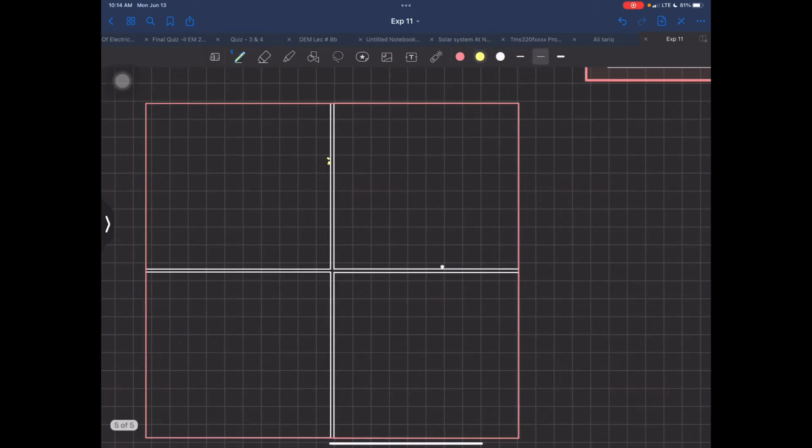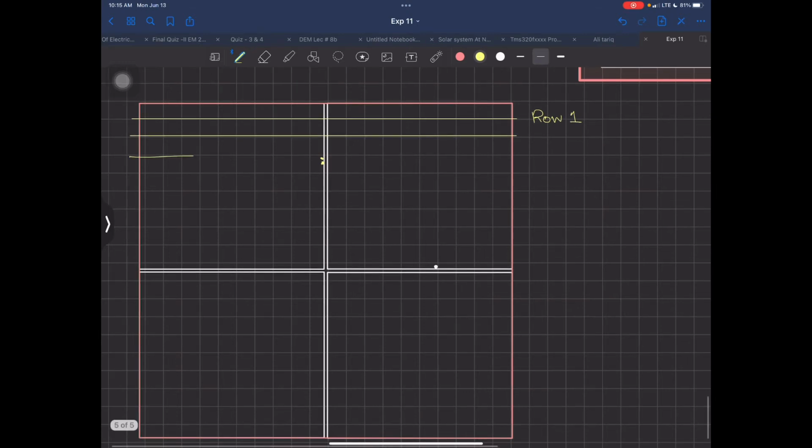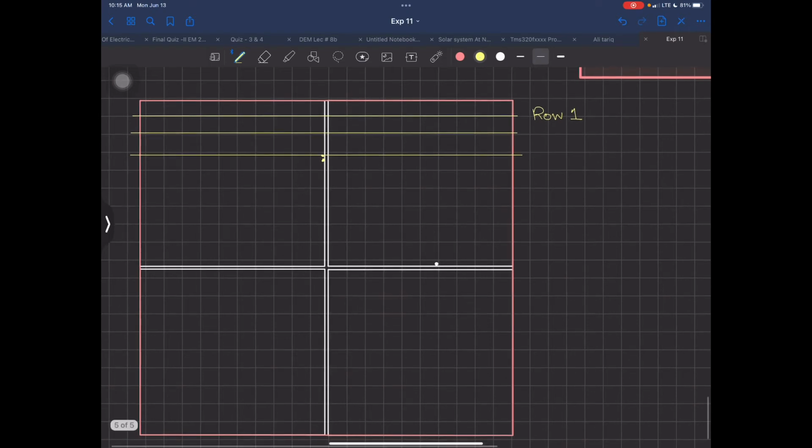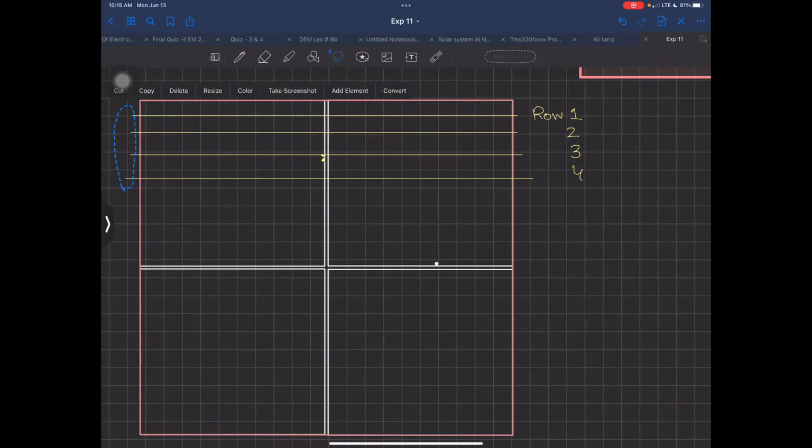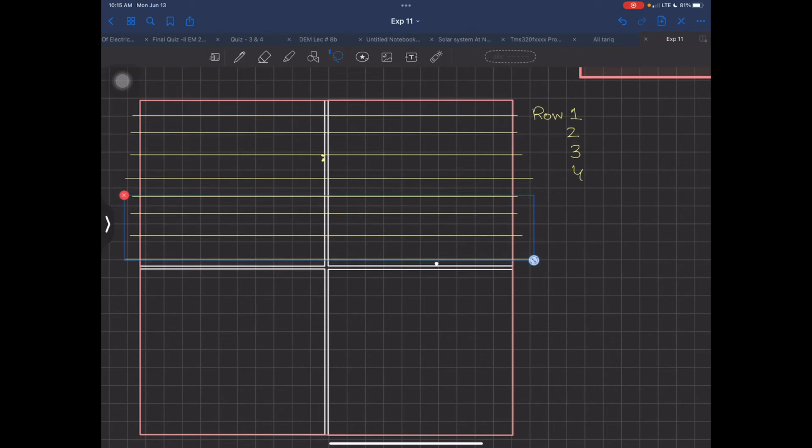RGB is arranged in such a way that this first row will be row number 1, then this will be row number 2, this will be row number 3, this will be row number 4. So this is 2, 3, 4, and I can repeat it for the remaining ones, and this is my row number 5, 6, 7, 8, and come on, it's actually not being copied.